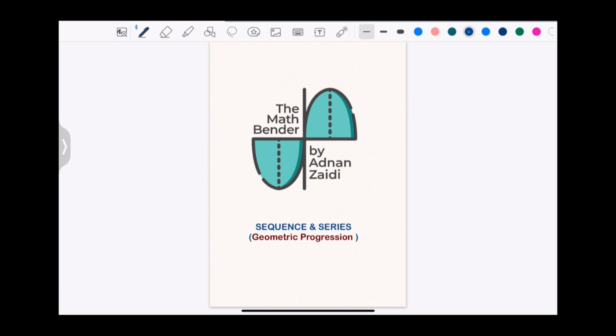Hello everyone and welcome to the Math Bender. In this session we'll talk about geometric progressions, what they are and how to cater to them. So let's start.